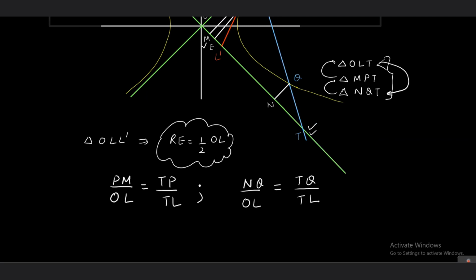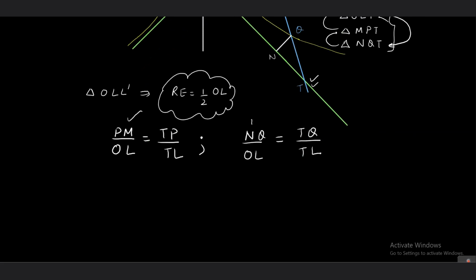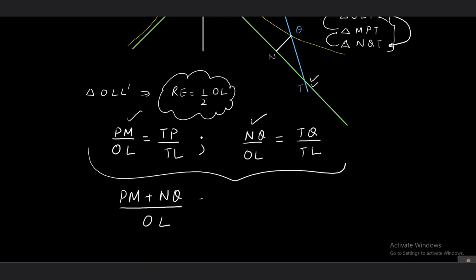What I'm going to do next is, in the question I want PM plus QN. So you can see that PM भी आ गया है, QN भी आ गया है, and if you want to add them together, you can easily add them here. So I'm adding here and writing PM plus NQ divided by OL is equals to TP plus TQ divided by TL.